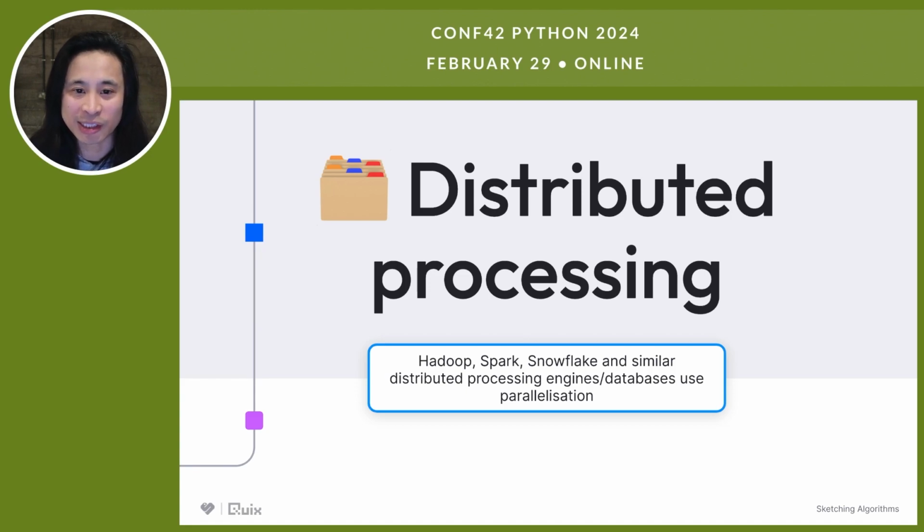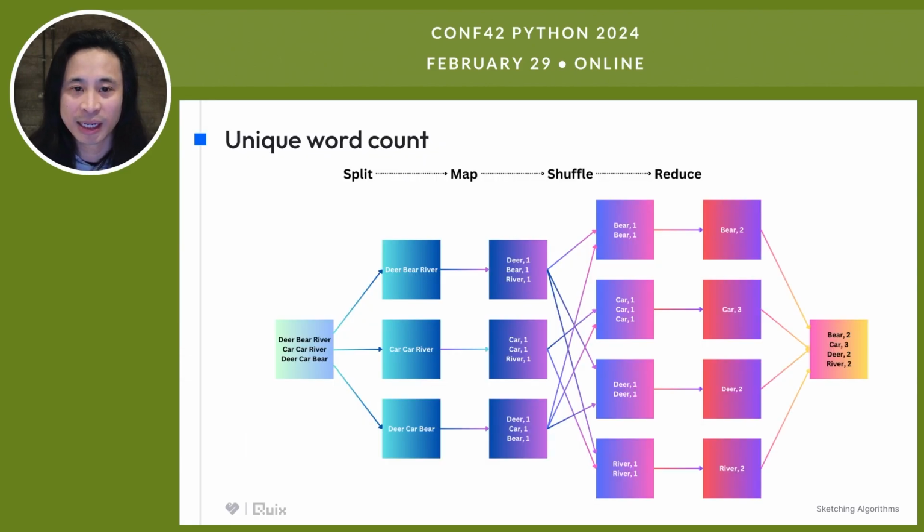So distributed systems exist, and they use parallelization to attempt to speed up these queries. And here's an example of how parallelization works to solve a problem such as word count. So on the left there, you have some input data coming in, and to get the count of unique words, it has to go through these stages of splitting the data, mapping, shuffling, and reducing. And these operations happen on different nodes or machines. So each box there represents a node or a separate machine.